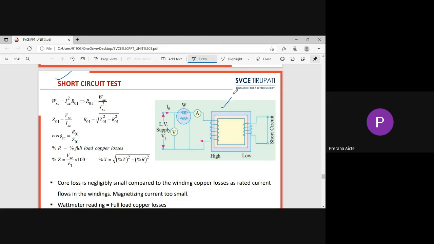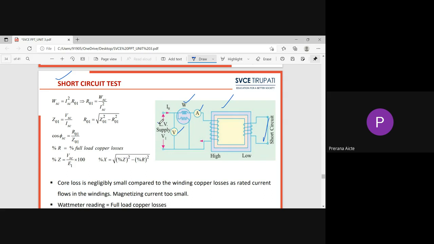So see here, this is the circuit diagram. In the circuit diagram, LV is short circuited and we are going to conduct the test on the HV side. So here we connect a voltmeter to measure the reduced voltage, an ammeter to measure the rated current flowing through the windings, and a wattmeter to measure full load copper losses.